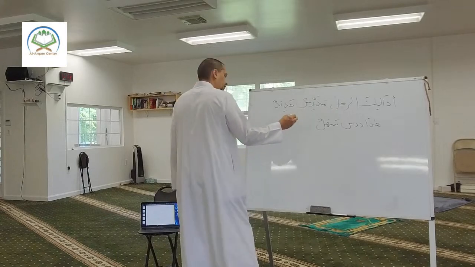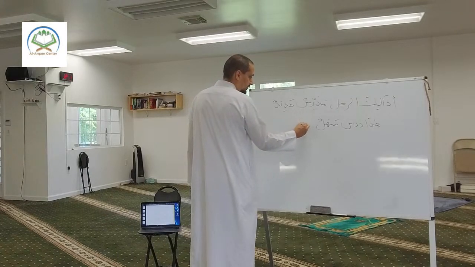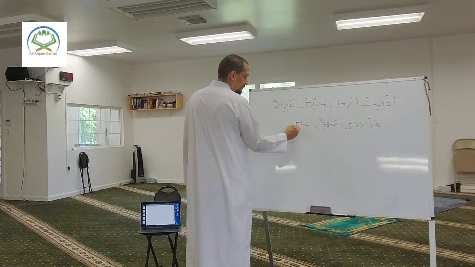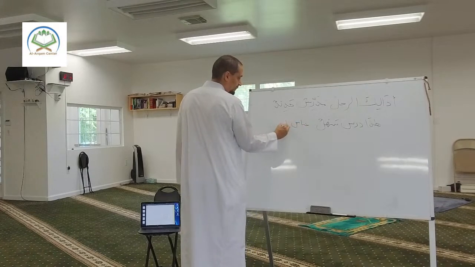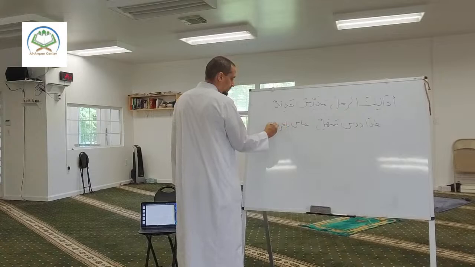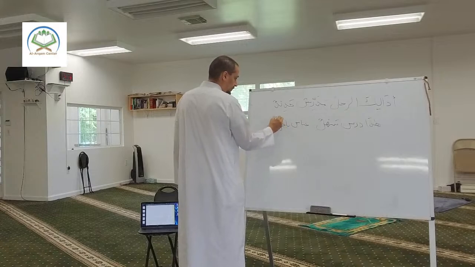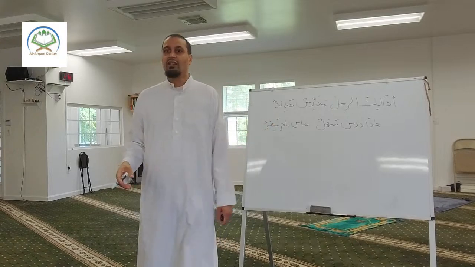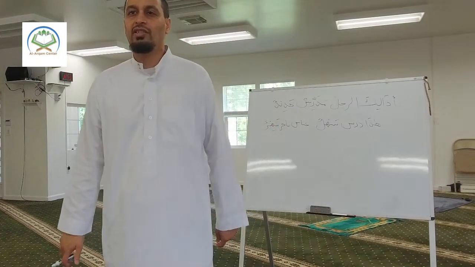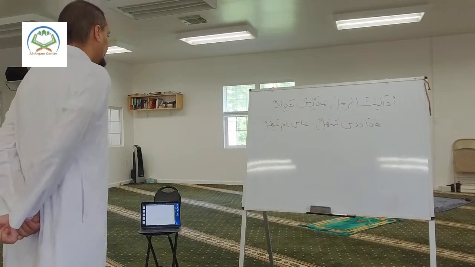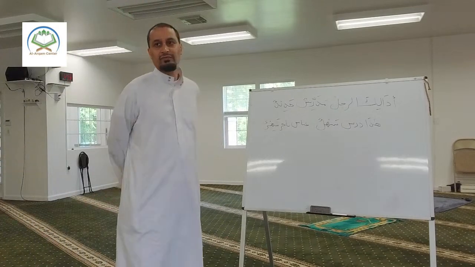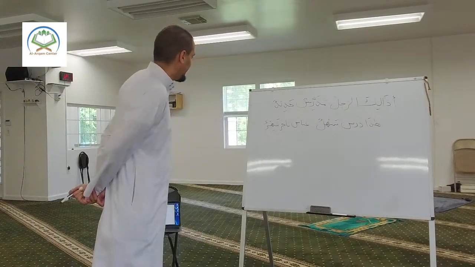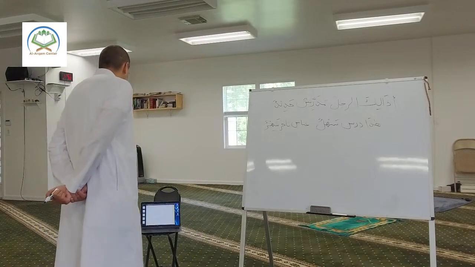Abbasun tajirun shahirun. Shahirun means famous. So translation? Abbas is the famous merchant. He's a famous merchant, yeah. Famous merchant.